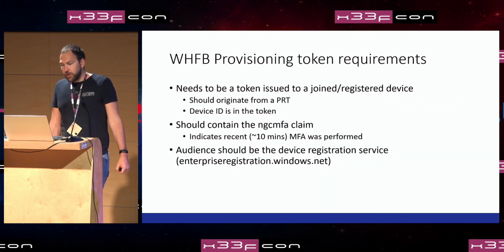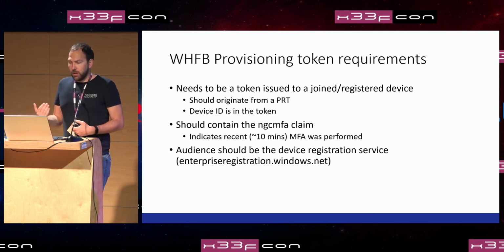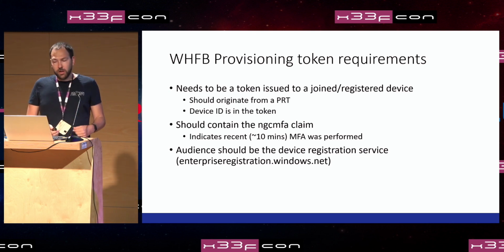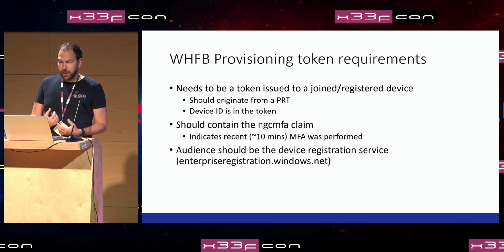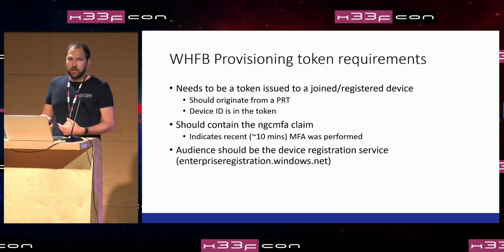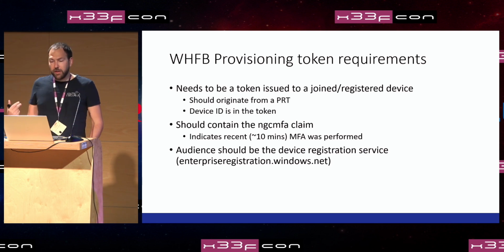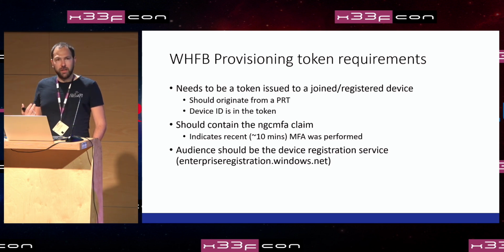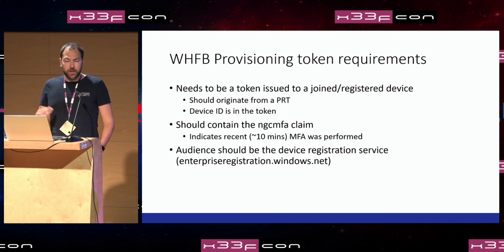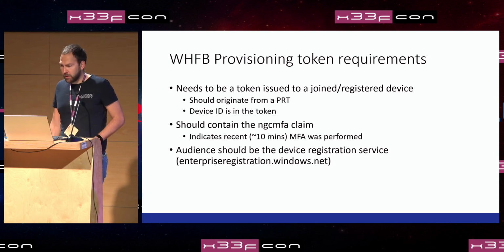So in order to provision a Windows Hello for Business key, there are a few requirements. You cannot just do that with any token. It needs to be specifically a token that was issued to an Azure AD joined or registered device. That means it should originate from an existing primary refresh token, and the device ID is basically in the token. It should also contain the NGC MFA claim, which indicates that a recent MFA was performed. I think it's around 10 minutes. And the audience should be the device registration service, because that's basically the endpoint where this key provisioning takes place.